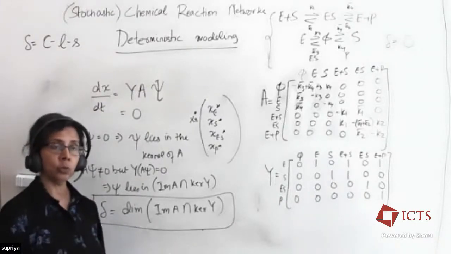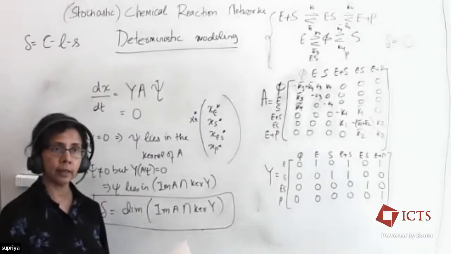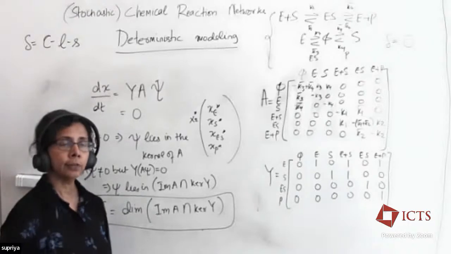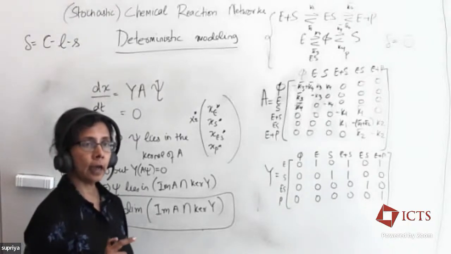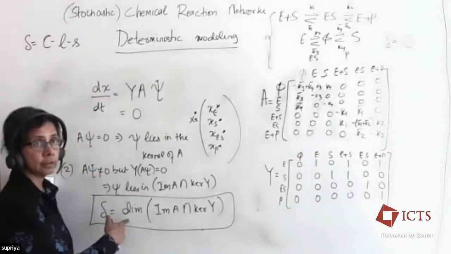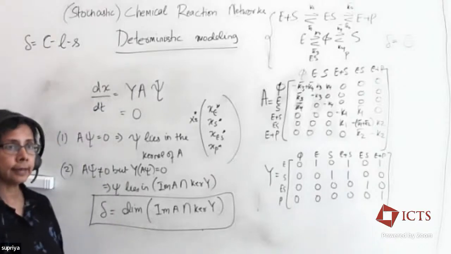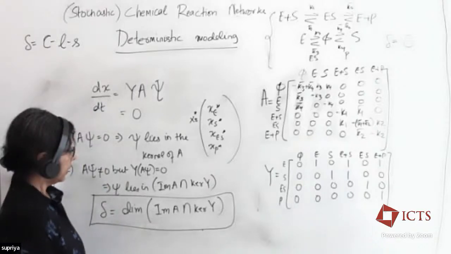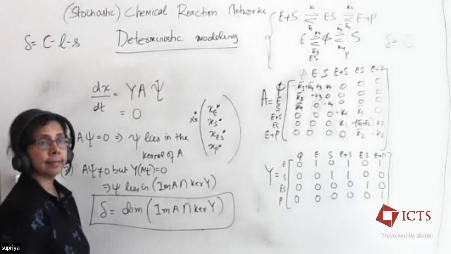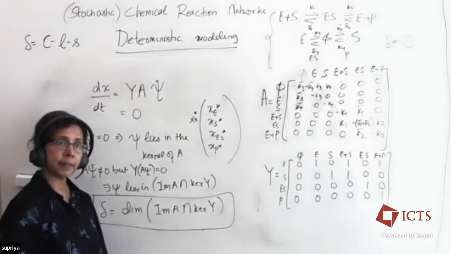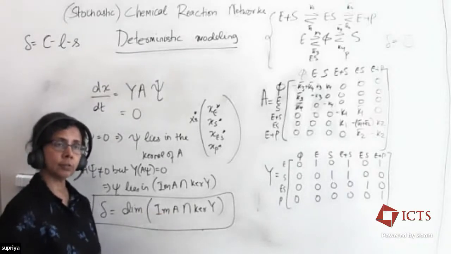Deficiency is also, and we're going to see, are we going to see it? Yes, we do have time. So we are going to see how this definition is the same as that definition. Okay, we're going to see that. It's the dimension of the space. So what space is this? The space of all such vectors.